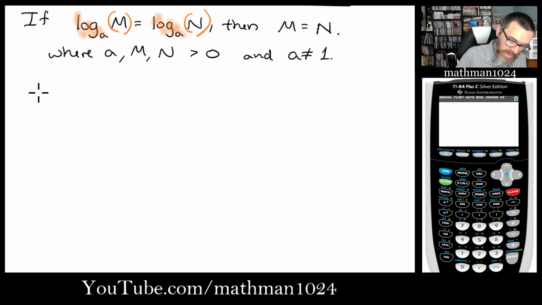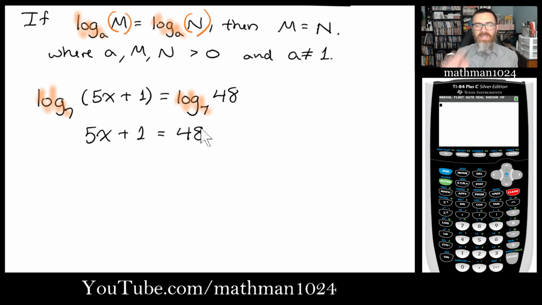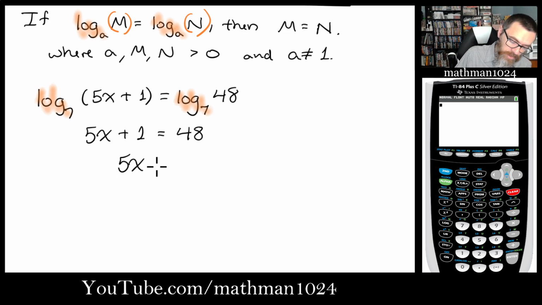So if I say log base 7 of 5x plus 1 is equal to log base 7 of 48, well, since I have the same kind of log on both sides, same base, that means I should be able to set the expressions inside equal to each other. The only way these two logs would be equal is if the expressions inside are the same. So we set 5x plus 1 equal to 48, subtract the 1 to get 47, and divide both sides by 5, and we get 47 over 5.